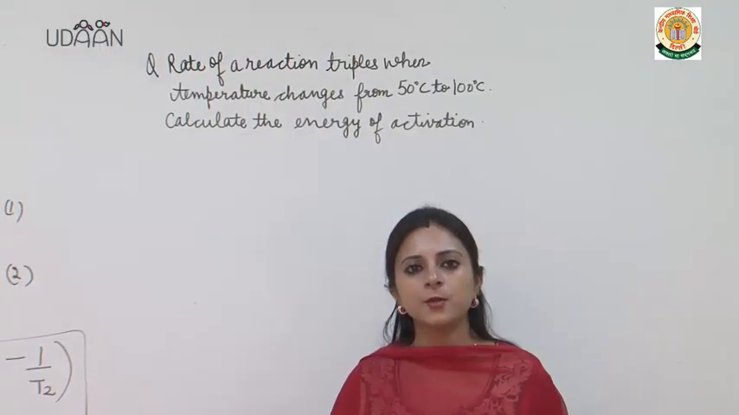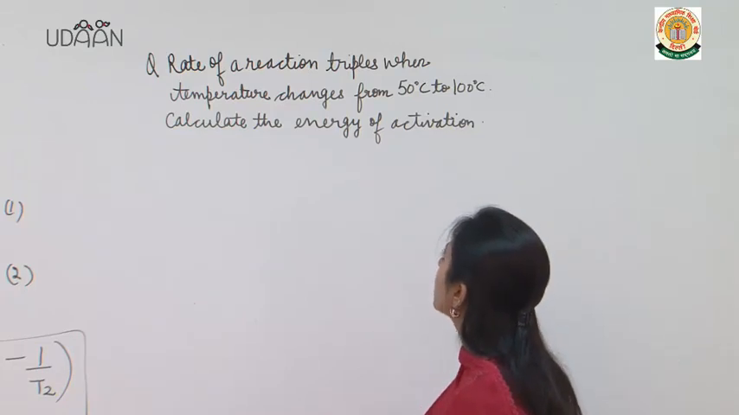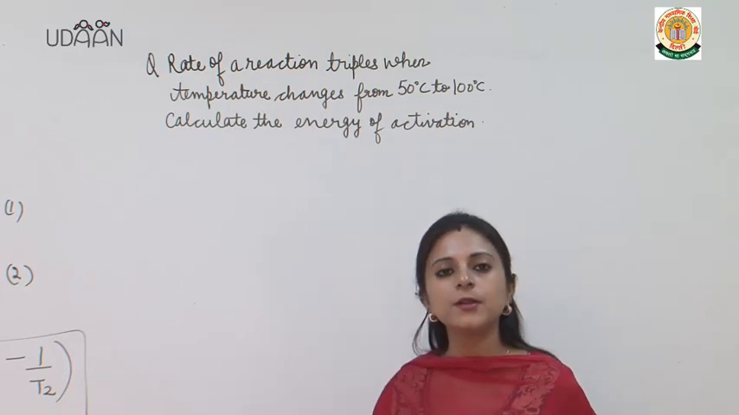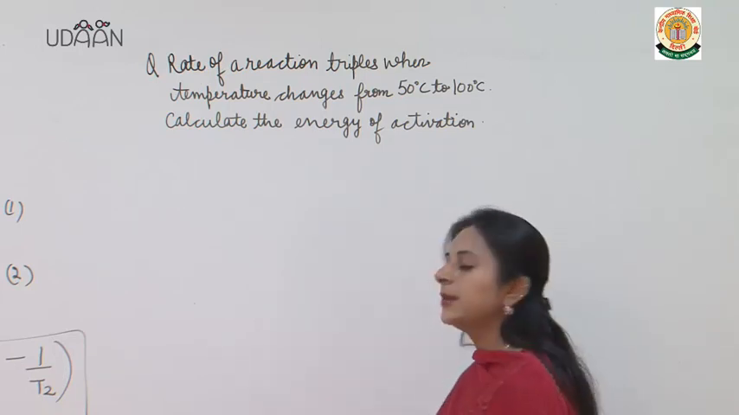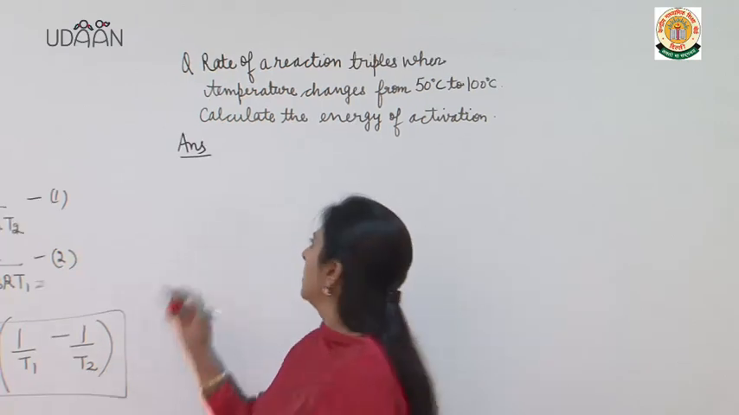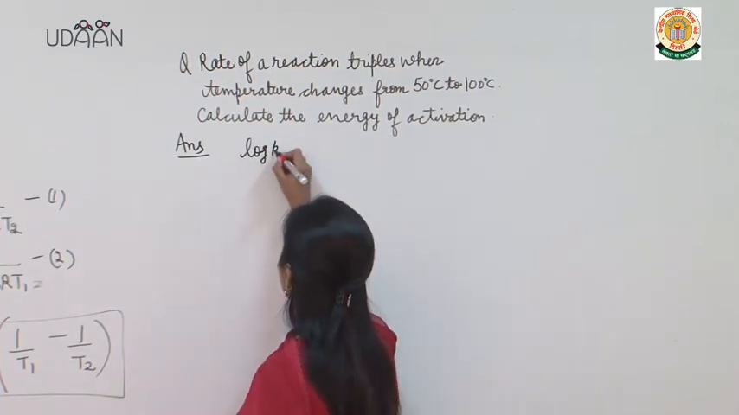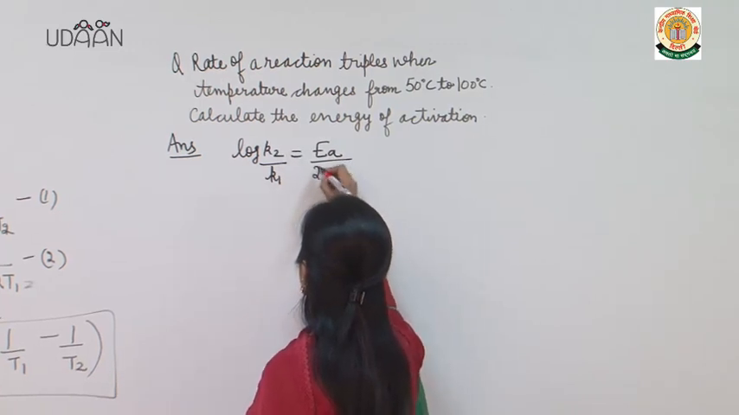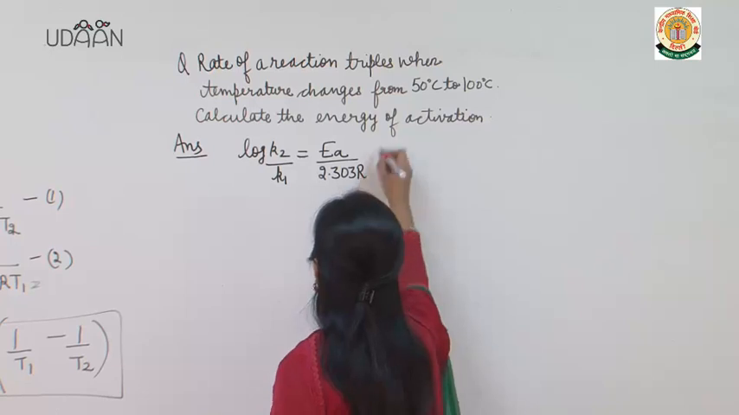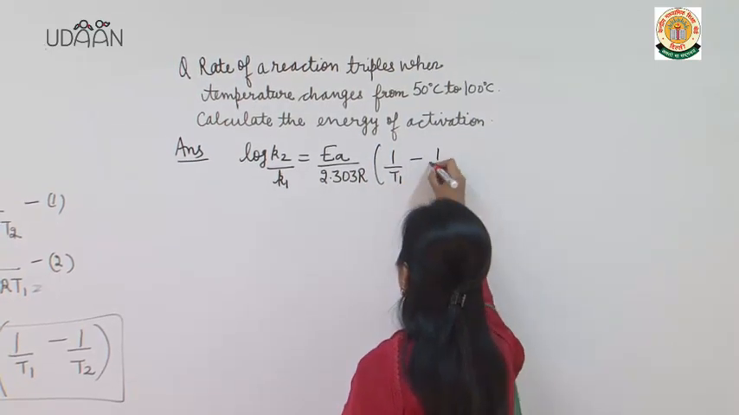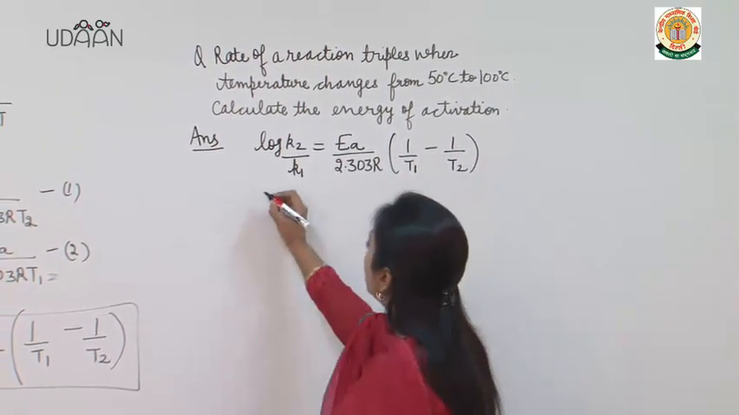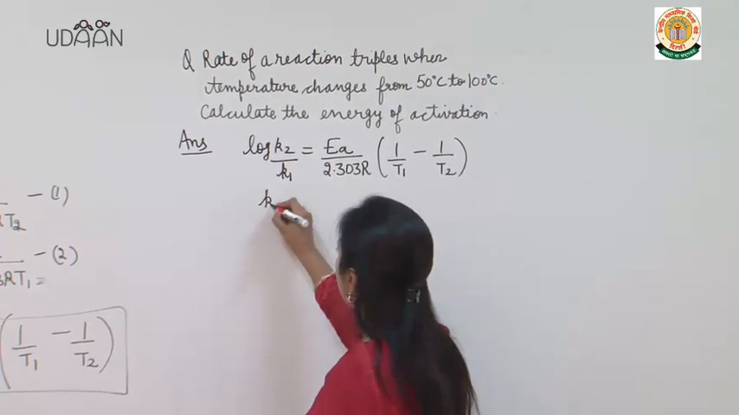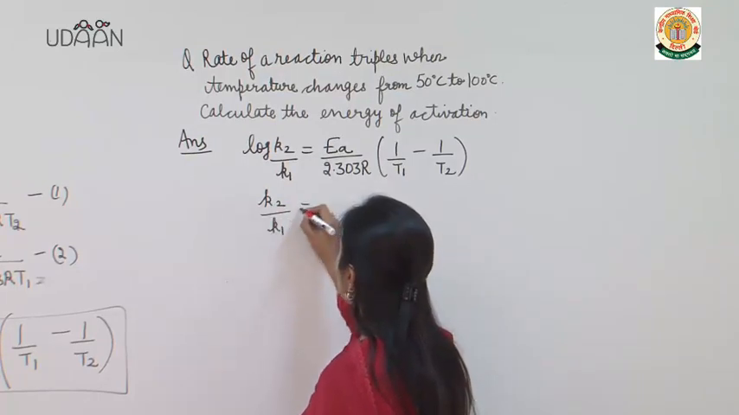Now let us look at this question. Rate of a reaction triples when temperature changes from 50 degrees Celsius to 100 degrees Celsius. Calculate the energy of activation. Now log k2/k1 = Ea/(2.303 R) (1/T1 - 1/T2). Now क्योंकि आपको लिखा है कि the rate of reaction triples, इसका मतलब k2/k1 = 3.